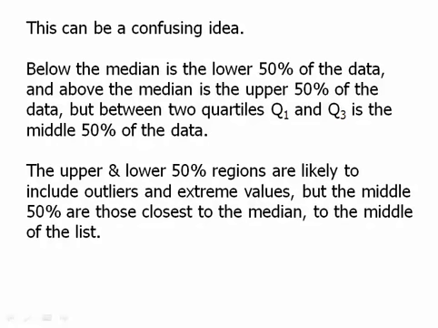At the max and the min, those are where you're likely to find outliers and extreme values. The middle 50%, that's the middle 50% closest to the median, to the middle of the list. That's the 50% at the exact middle of the population. So that's a very representative slice of the population that does not include any outliers at all.